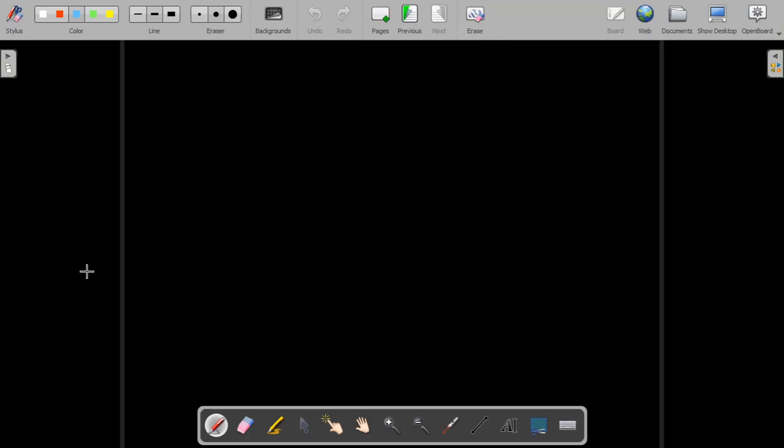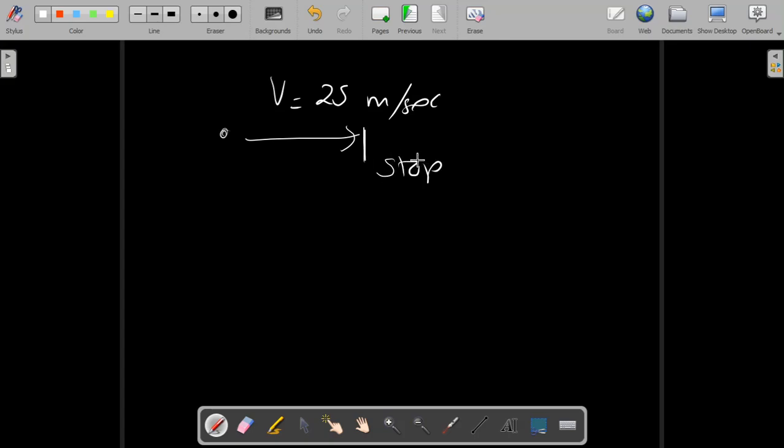So what is going on? Let's see if I can get a white pen. I have a car. My car is going east with a velocity of 25 meters per second. Then it halts. Halt means it comes to a stop, okay? And it does that. The time is 2.1 seconds. They want to know the acceleration. The acceleration is what? That's all the information we have.